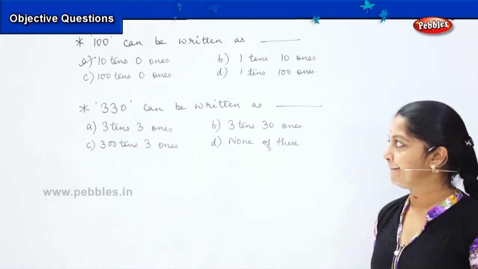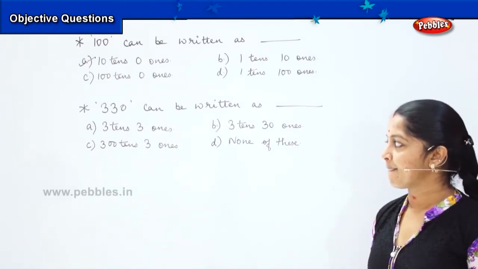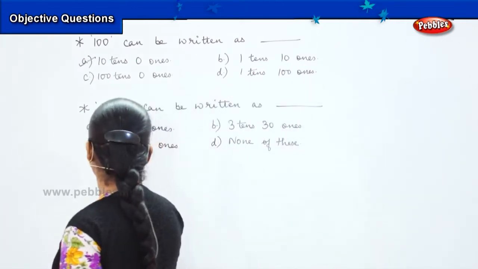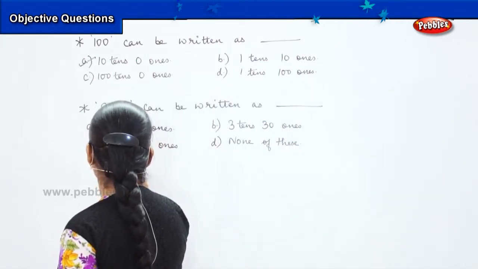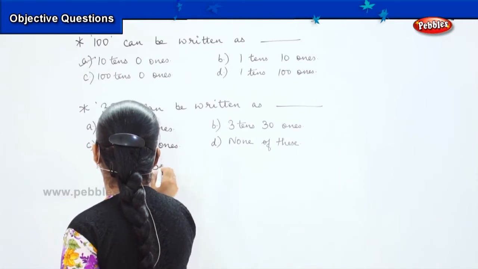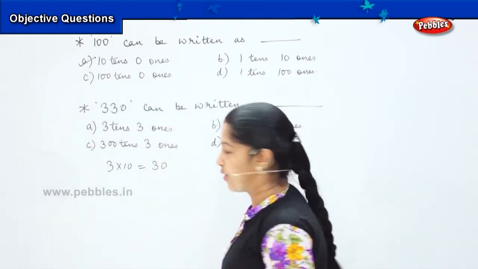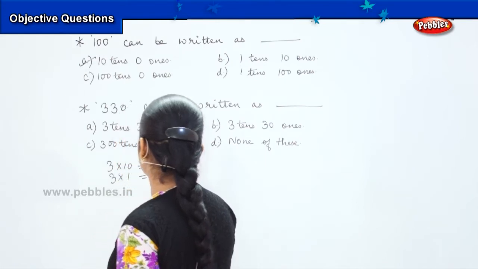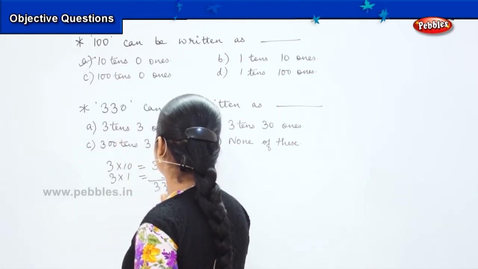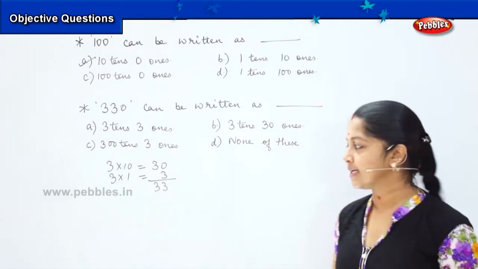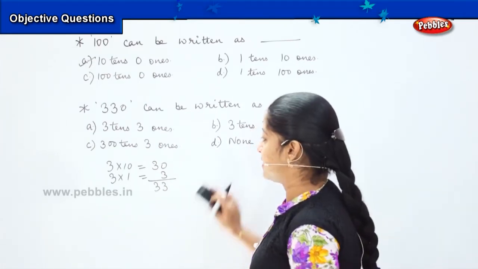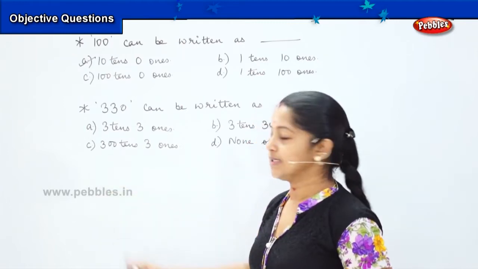Can we solve them? It says 3 tens and 3 ones, right? So how will you calculate? It is 3 into 10, which is 30. And it says 3 ones, which is 3 into 1, which is 3. So if you add, your answer should be 33. Is this the answer? No. So option A is not my right answer.